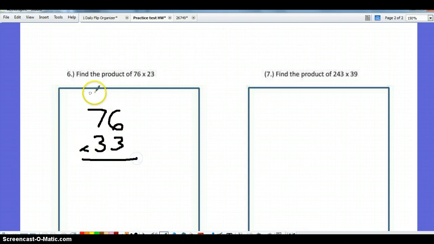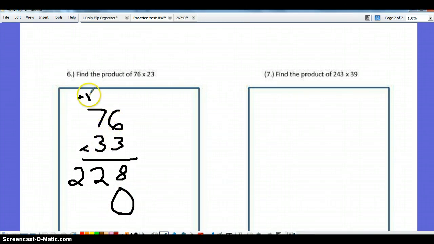6 times 3 is 18. Carry my 1. Bring down my 8. 7 times 3 is 21. Plus 1 is 22. And then I taught the students to do what we call dropping the egg. The reason we drop that egg is because this 3 is not actually worth 3 at all. It's worth 30. And then we multiply 6 times 3, which is 18.